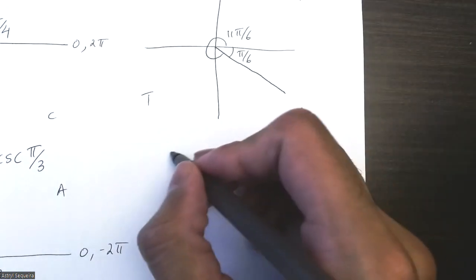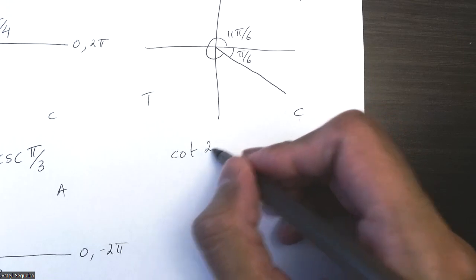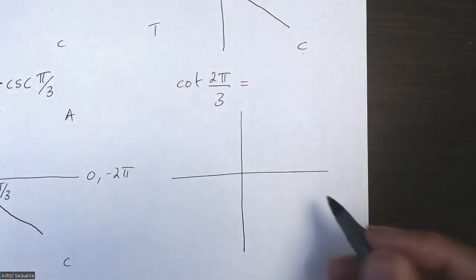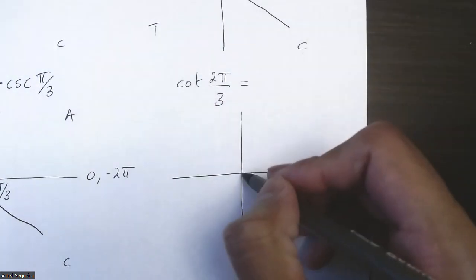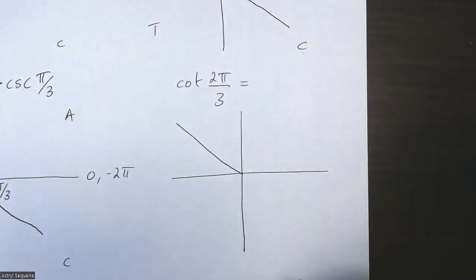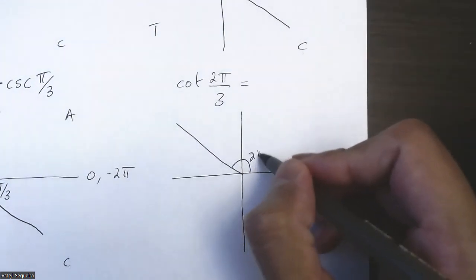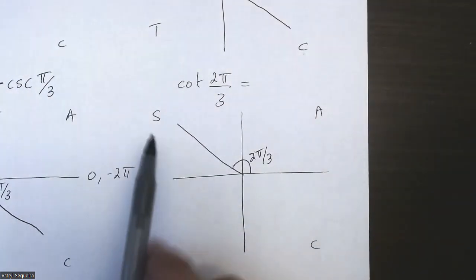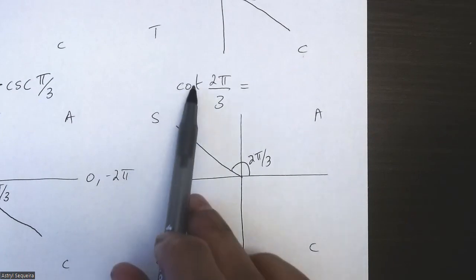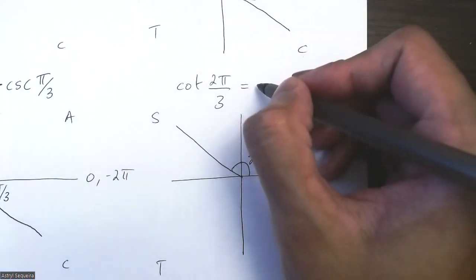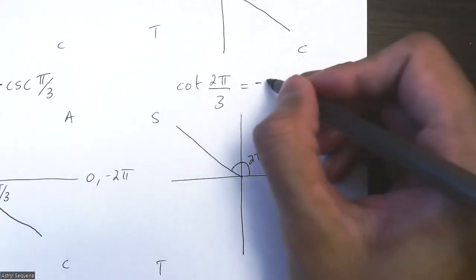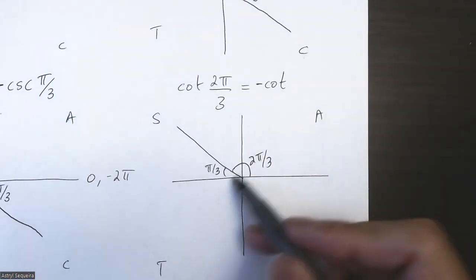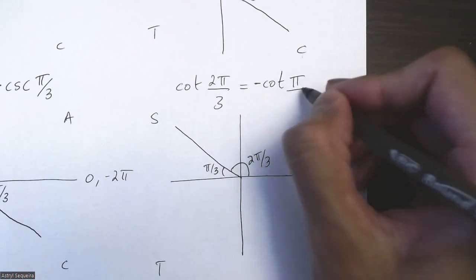Fourth question is cot of 2 pi over 3. So I know that 2 pi over 3 is going to be in my second quadrant. It's between pi over 2 and pi. I know according to my CAST rule that tan is negative in this quadrant, which means cot is also negative in this quadrant, since cot is the reciprocal of tan. Negative cot, and my acute angle is just going to be pi over 3, with pi minus 2 pi over 3 giving me pi over 3.